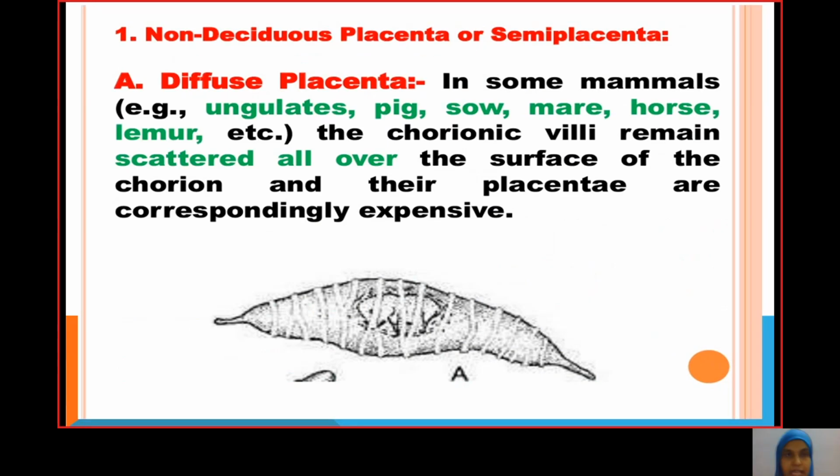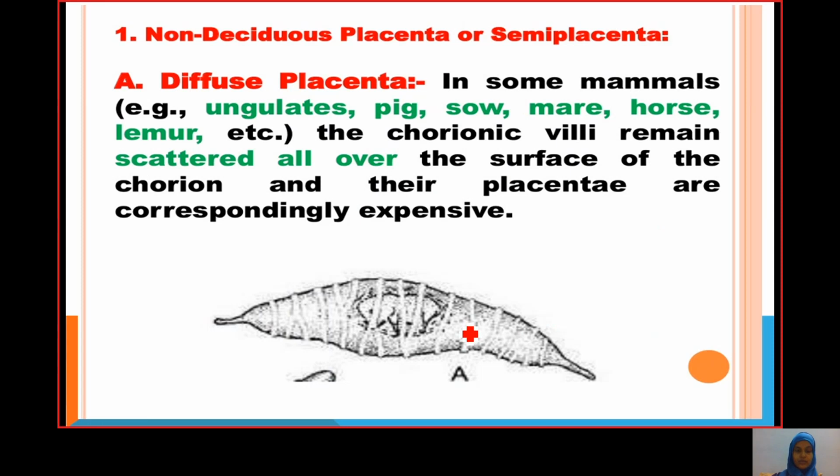Now we will discuss the types of non-deciduate placenta. First, we will discuss the diffuse placenta. In some mammals, for example ungulates, pigs, sow, mare, horse and lemurs, in pigs and horse, the chorionic villi, the layer of the fetus, remain scattered all over the surface of the chorion, and their placentae are correspondingly expansive.